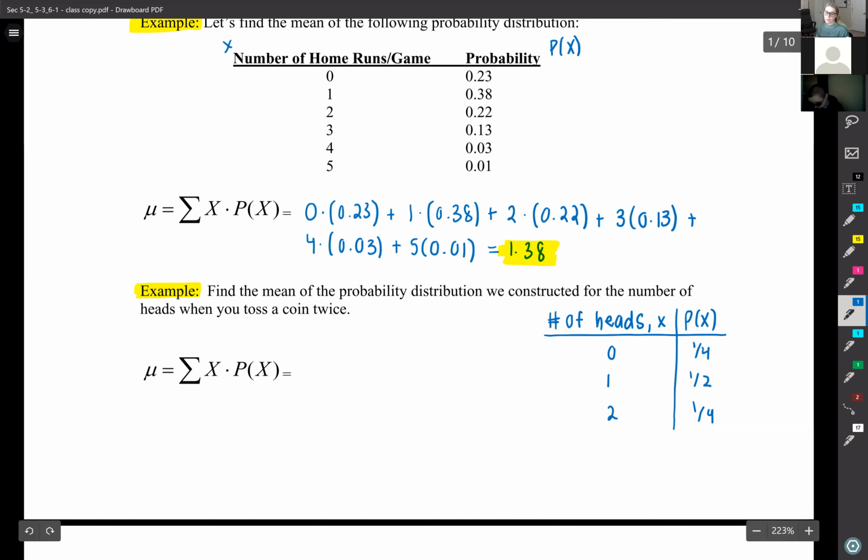Okay, so now that you have this probability distribution, go ahead and try to find the mean using that formula and the same method we used on the last one. And then, like usual, private chat me your answer when you get it, and then we'll go over it.